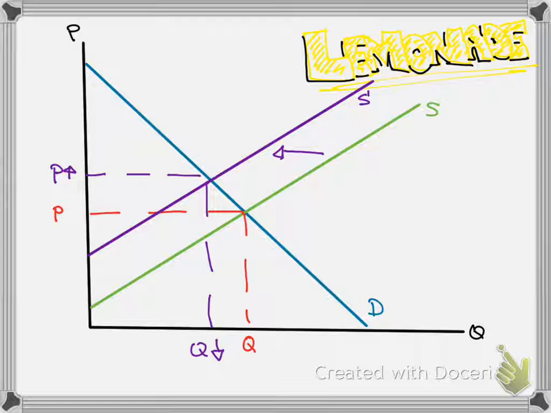So many times we don't know exactly what shifted, demand or supply, but we see the price went up. Well, we can identify if that was the supply or demand by simply looking at the resulting quantity. If the quantity goes down, then that's a shift in the supply curve. If the quantity goes up, that's a shift in the demand curve.